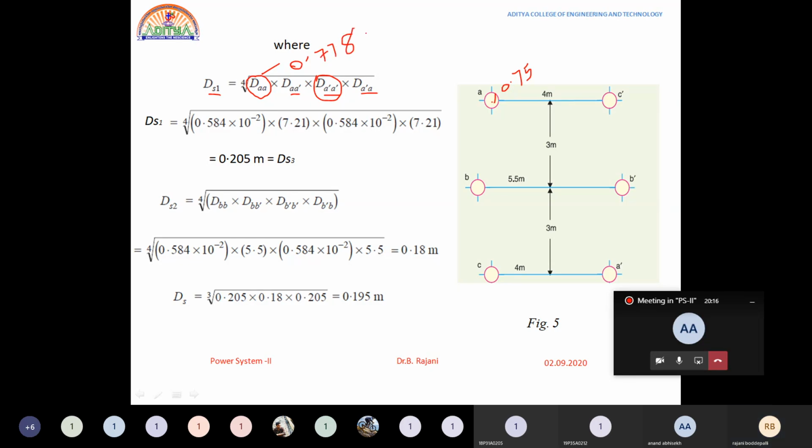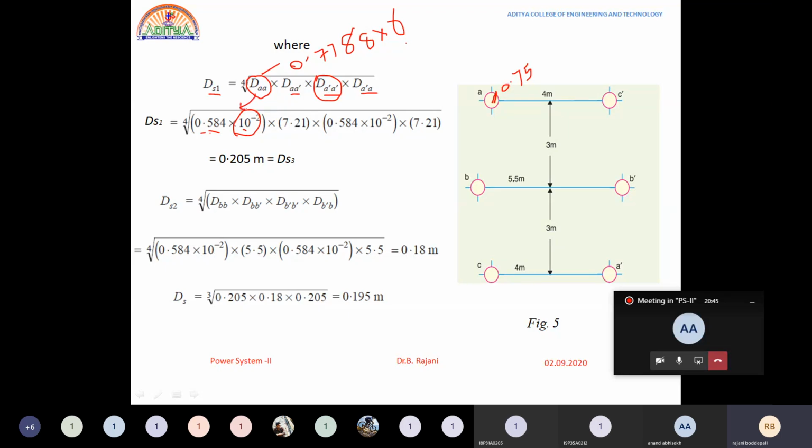It is 0.7788 into R. What is R over here? R is nothing but 0.75, whatever we have over here. If you multiply this value, you will get 0.589 centimeters. If this is changed to meters, it is multiplied by 10 to the power of minus 2. So this value of DAA gives you this value.